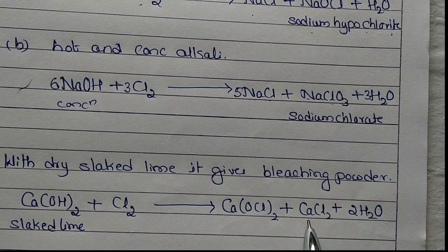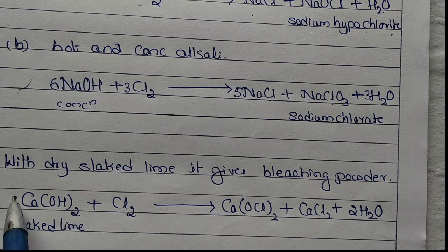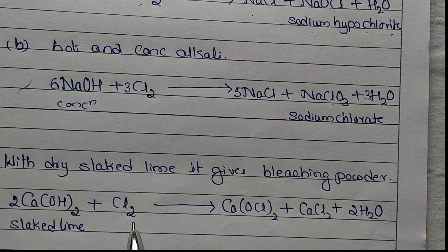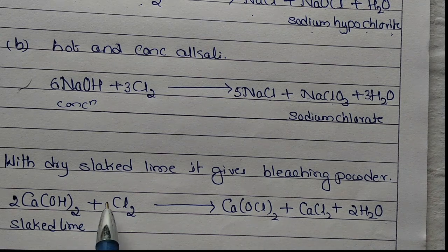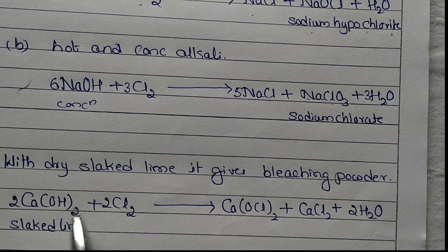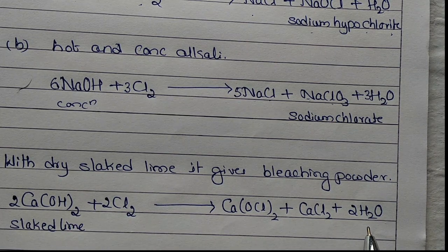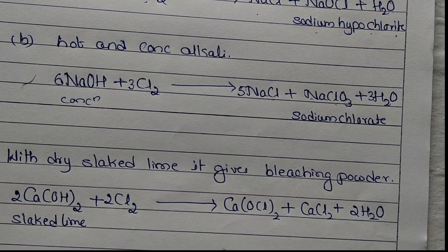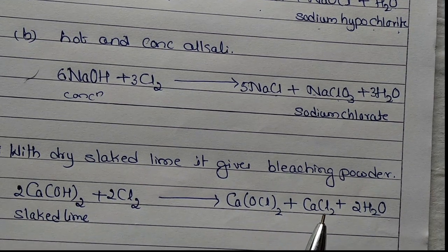Balance calcium, I'll write here 2. Now what about chlorine? Here 2, here 2, that is 4. So you want to get one more here. I hope it is balanced. Hydrogen is 2 to 4, 2, 4. Okay, so this is about the reaction with slaked lime.